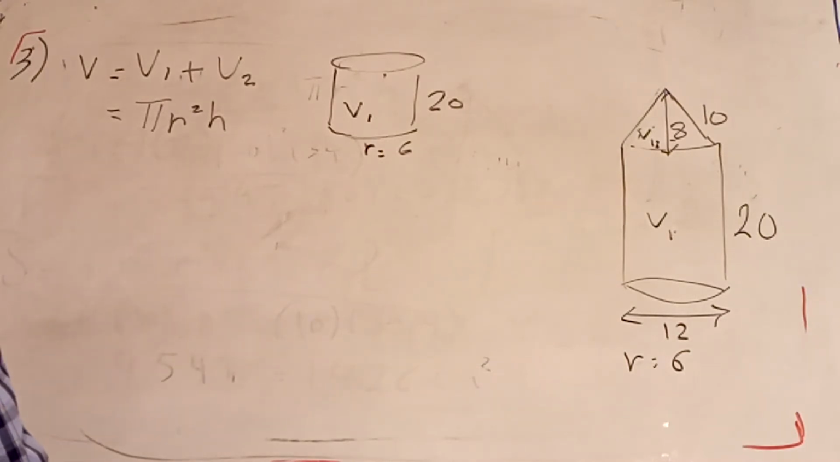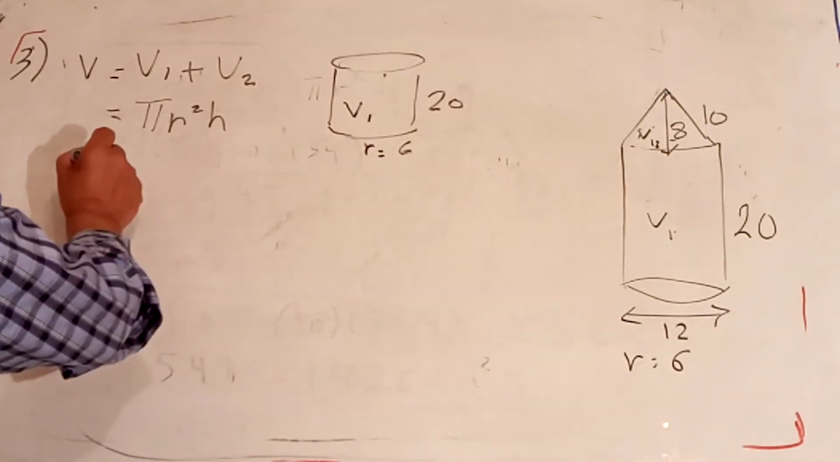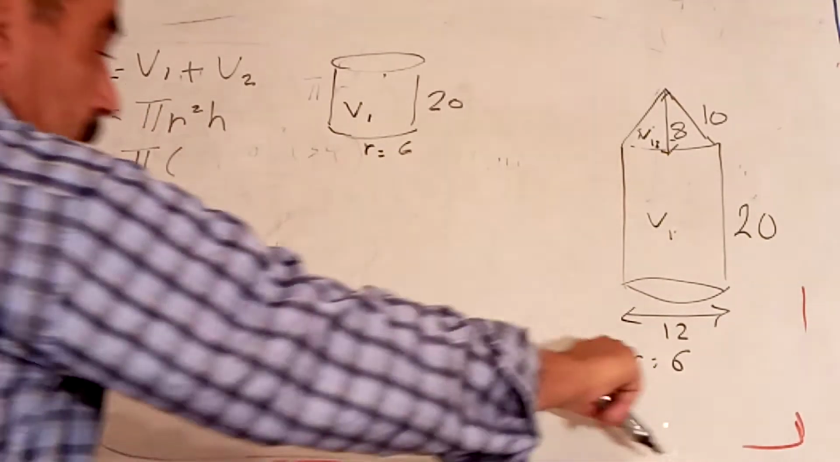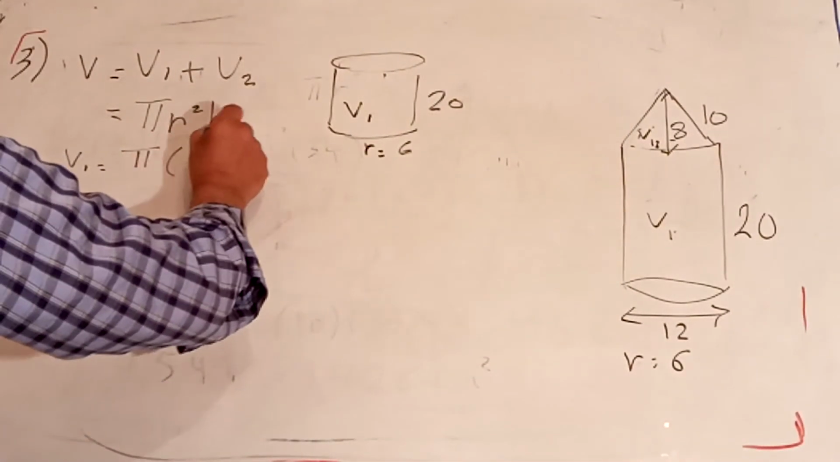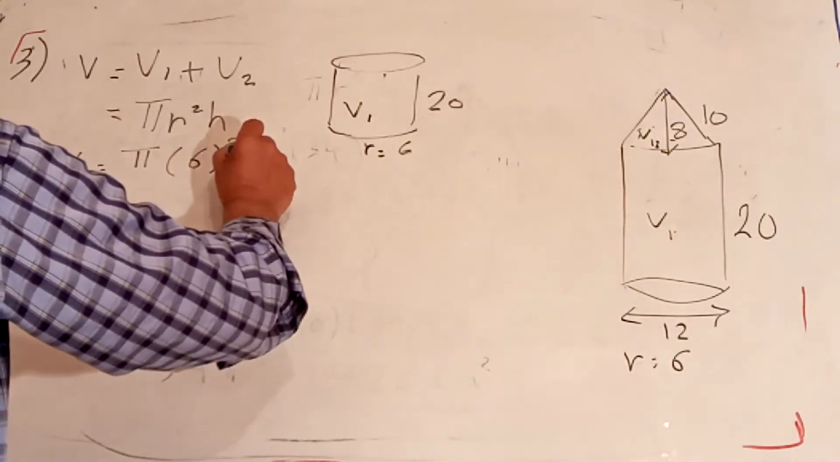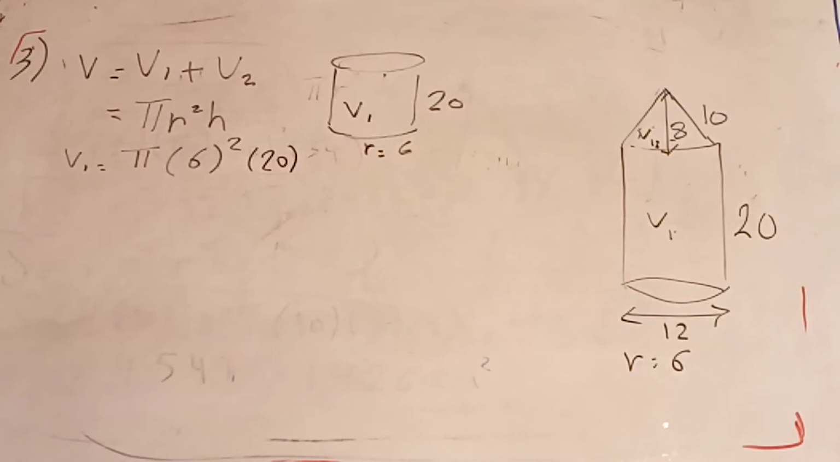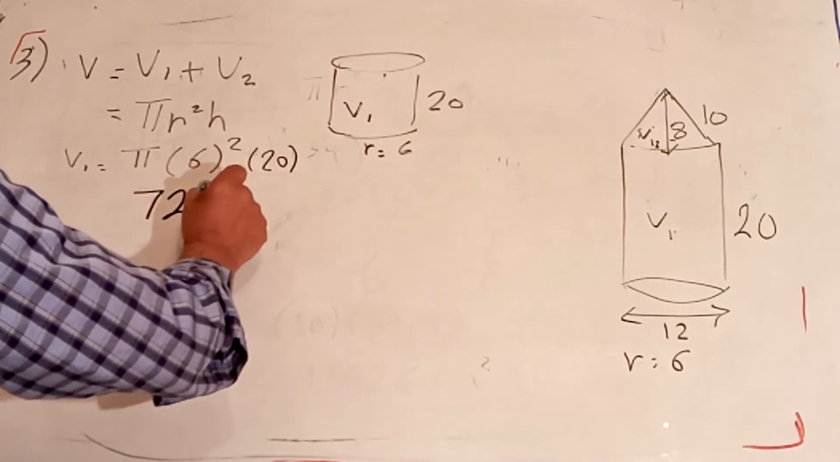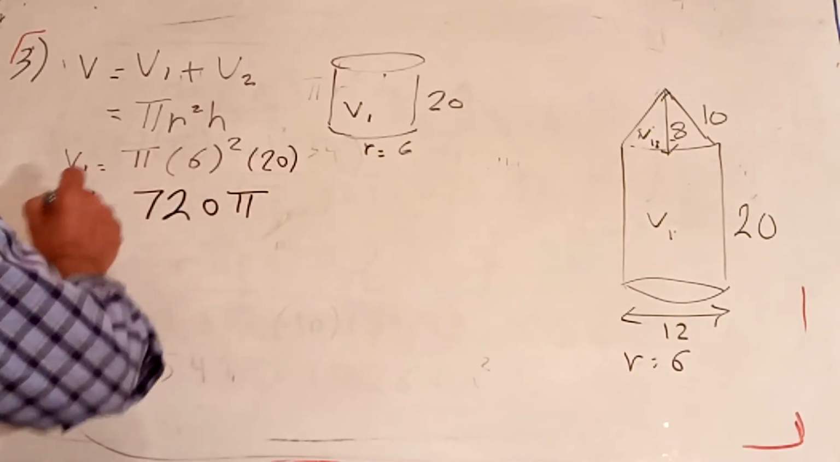Let's do it. V1 equals pi multiplied by r squared, which is 6 squared, multiplied by h, which is 20. That's going to be 36 times 20, which is 720. This is V1.